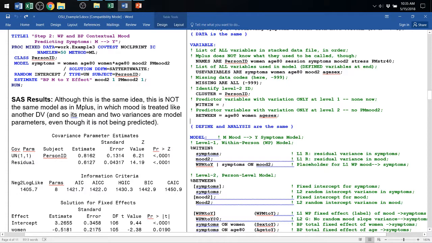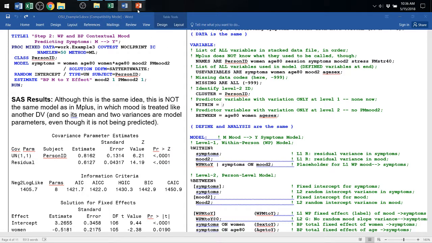So note what goes into the within statement. Now, nothing. Things that go in within are variables that are to be used only at level 1, and I don't have any. Things that go in between are variables that are to be used only at level 2, and those are just my level 2 covariates and their interaction. So by not writing mood or symptoms on within or between, that's telling M+ to figure out how much of them is within and between.